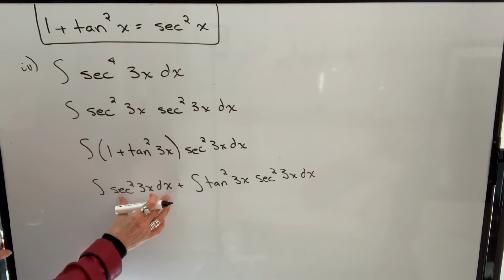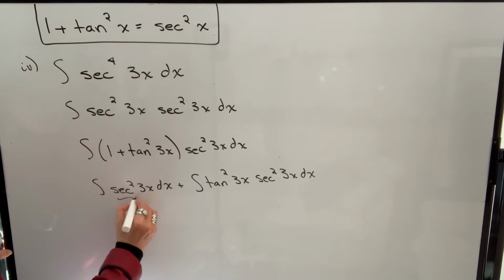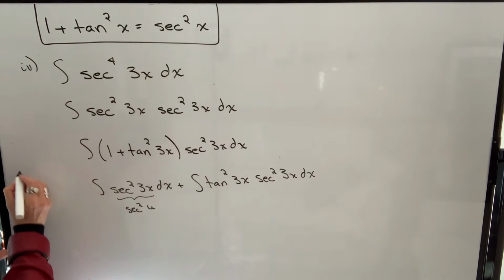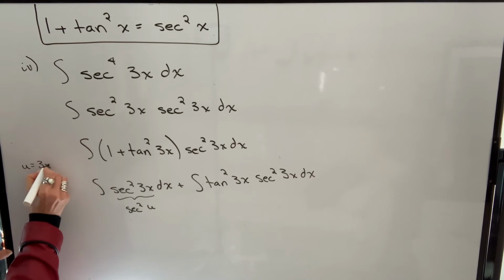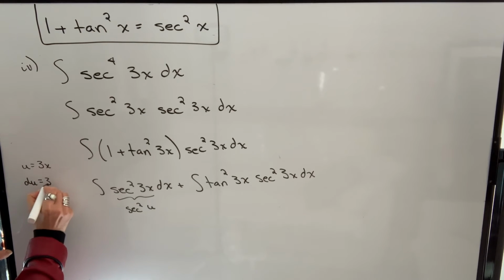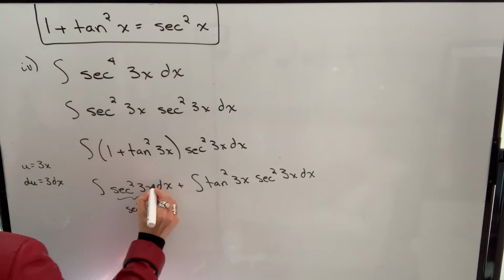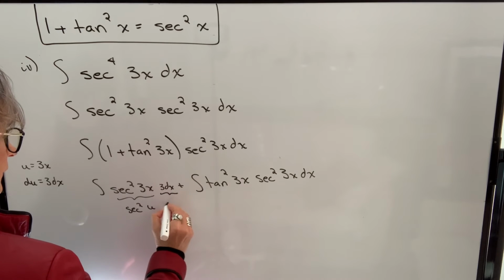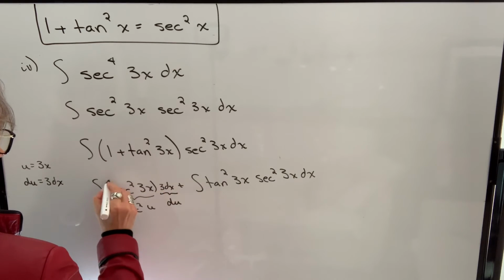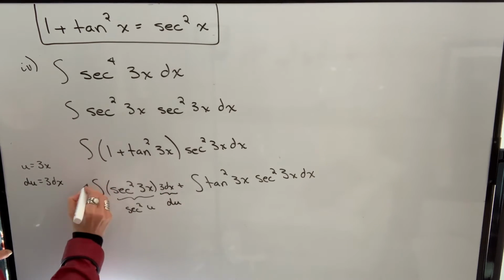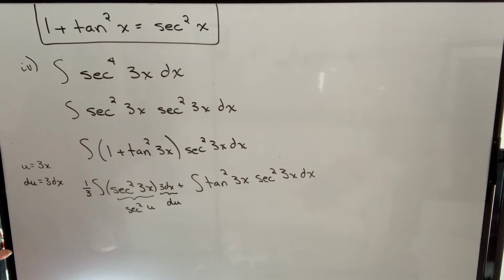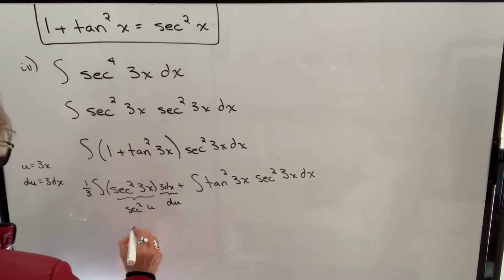This is one of my basic trigonometric forms. Remember, if you have secant squared of u, where in this case u is 3x, the du factor is 3 dx, so I need a 3. So I have my du factor, and I balance it by dividing by 3. That's one of the basic trig forms. So the integral of secant squared u du is tangent u.